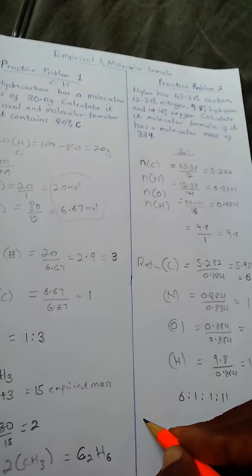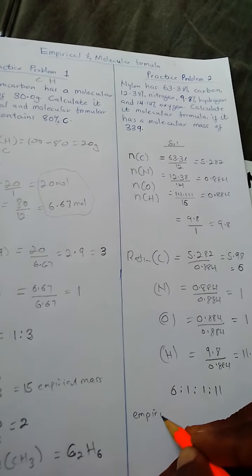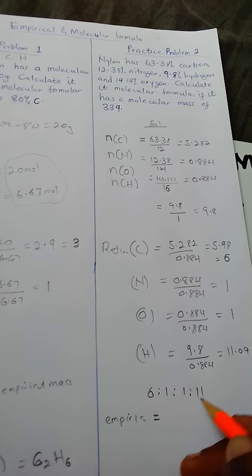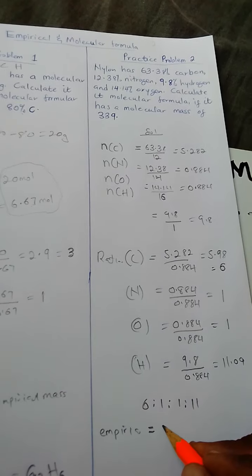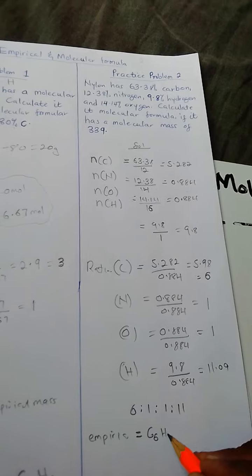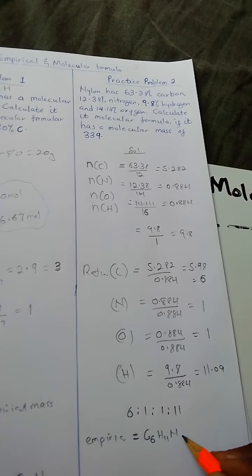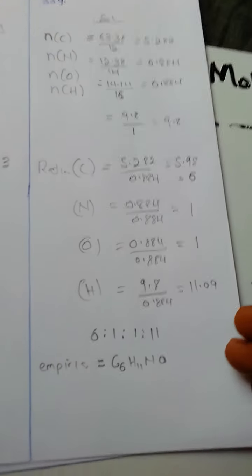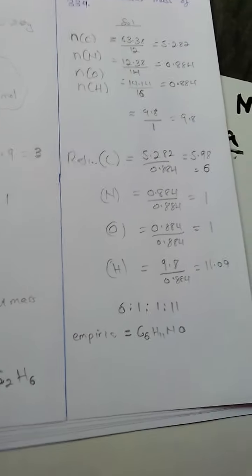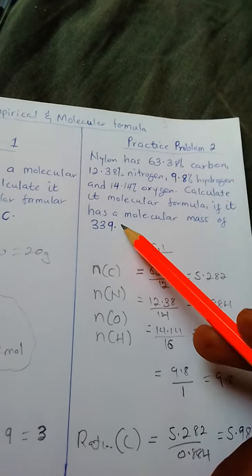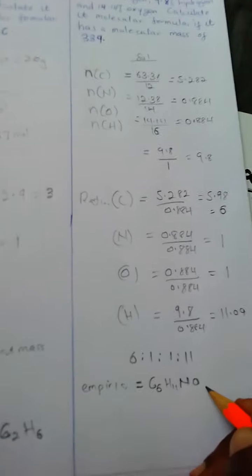Therefore, the empirical formula is: carbon is 6, hydrogen is 11, nitrogen is 1, and oxygen is 1. So this is the empirical formula of the compound. Now, the molecular formula. The question says to find the molecular formula given the molecular mass, so you have to find the empirical mass first.